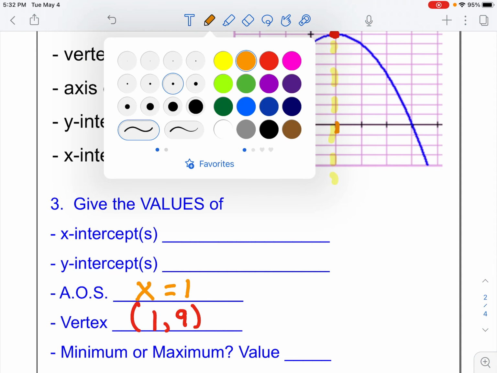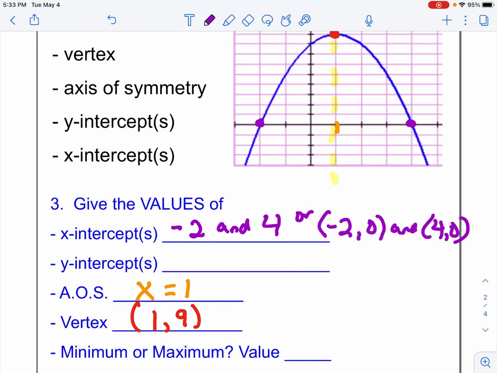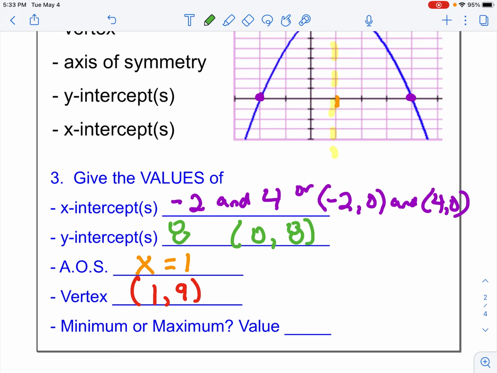The x-intercepts are where the quadratic crosses the x-axis, and this quadratic or parabola crosses the x-axis at those 2 points, so the x-intercepts are -2 and 4. Okay, you could also list them as ordered pairs, -2, 0, and 4, 0. The y-intercept is where it crosses the y-axis, and that point is right here, and that is the point 8 on the y value, or it's the ordered pair 0, 8. So if it asks for the ordered pair coordinate, then you would give 0, 8.